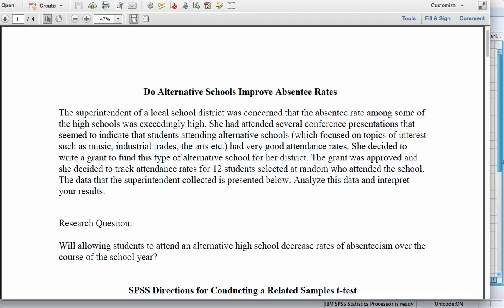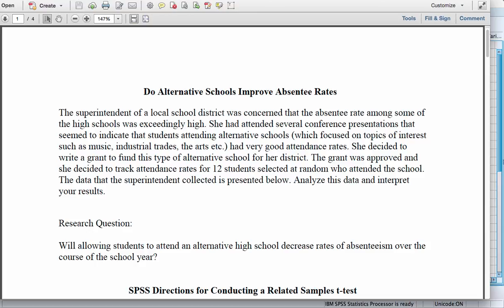For this example illustrating a related samples t-test, we'll look at the following vignette. The superintendent of a local school district was concerned that the absentee rate among some of the high schools was exceedingly high. She had attended several conference presentations that seemed to indicate that students attending alternative schools, which focused on topics of interest such as music, the industrial trades, and arts, had very good attendance rates. She decided to write a grant to fund this type of alternative school for her district.